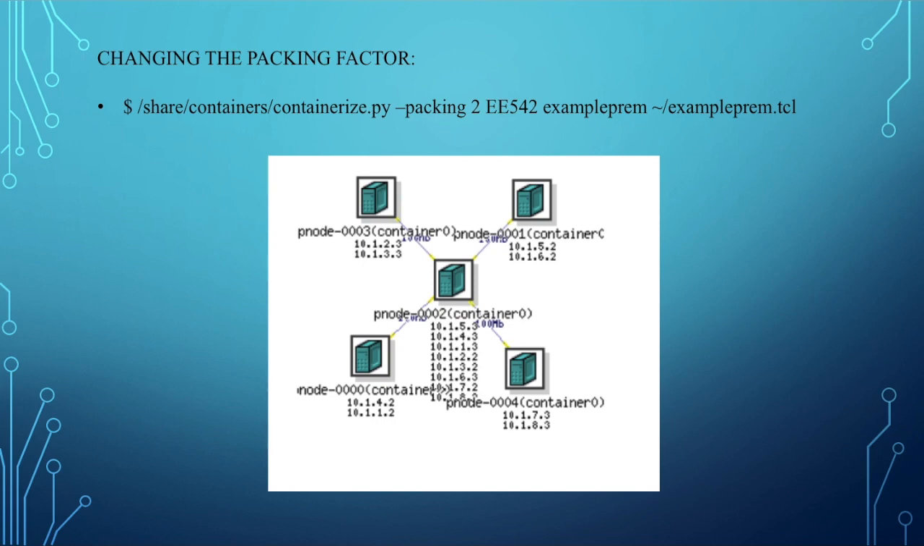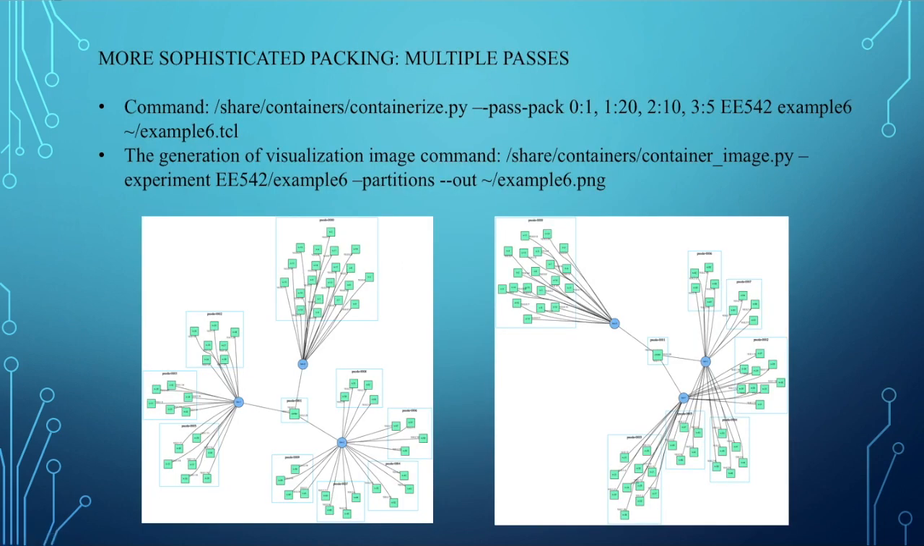The next thing is changing the packing factor. Packing factor means the number of nodes that can be packed together. Here I set it to 2, so the first node has been created, and with that there are 4 other nodes, that is a one-to-one connection between 2 nodes has been seen, and this is the command that is used. Then the next thing is more sophisticated packing or multiple passes.